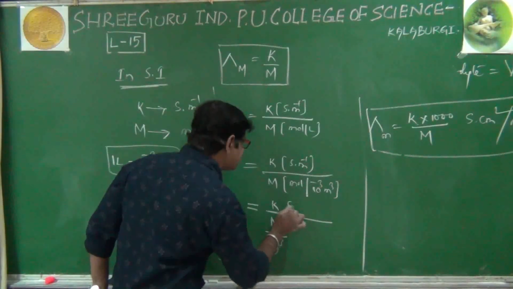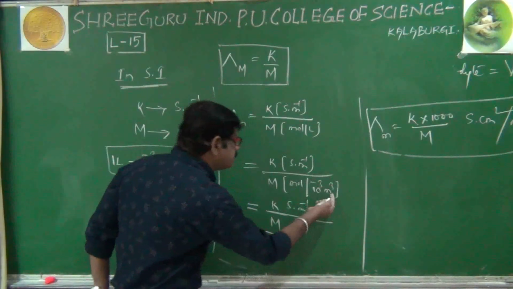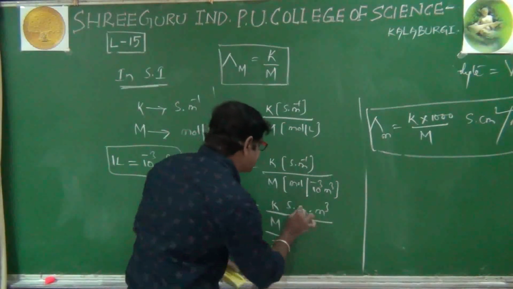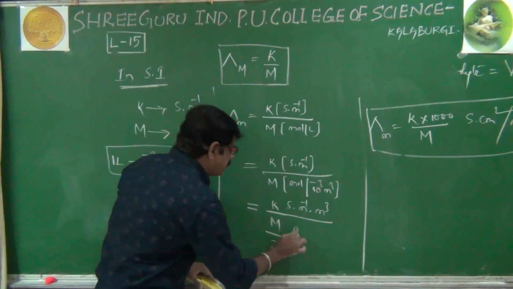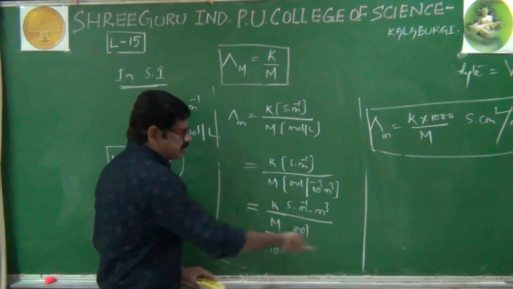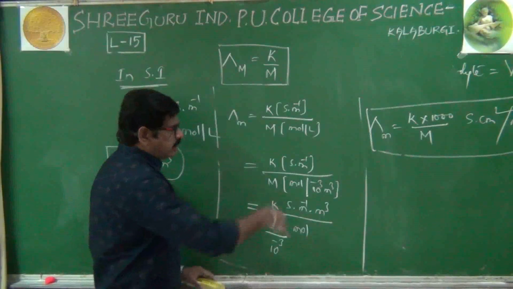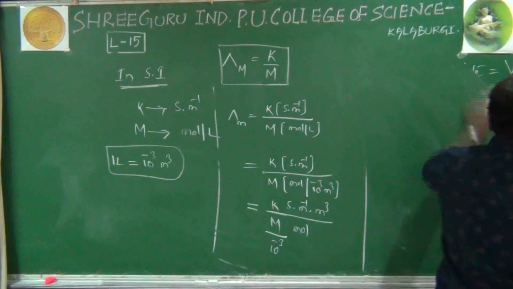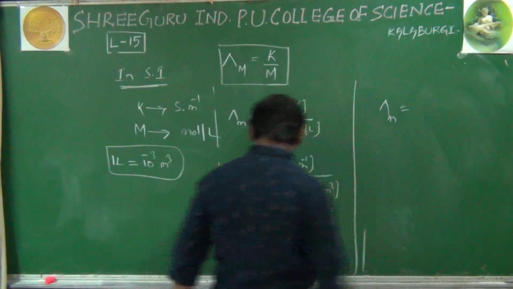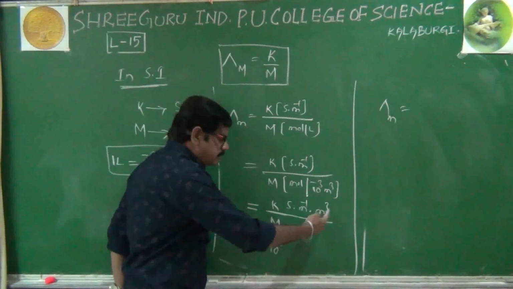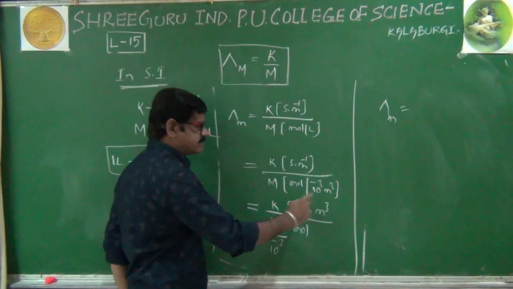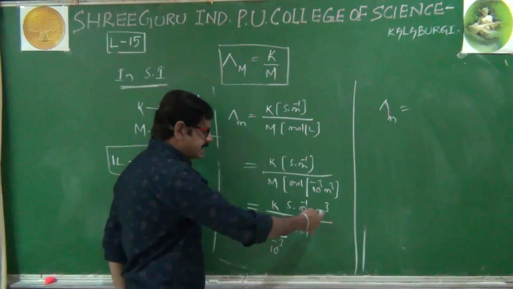Therefore, we will write like this: Siemens per meter into meter cube, divided by mole. Actually, mole per meter cube is shifted into the numerator. Therefore, the final formula: lambda m is equal to Siemens meter cube, meter minus 1, 3 minus 1, meter square. Siemens meter square per mole.